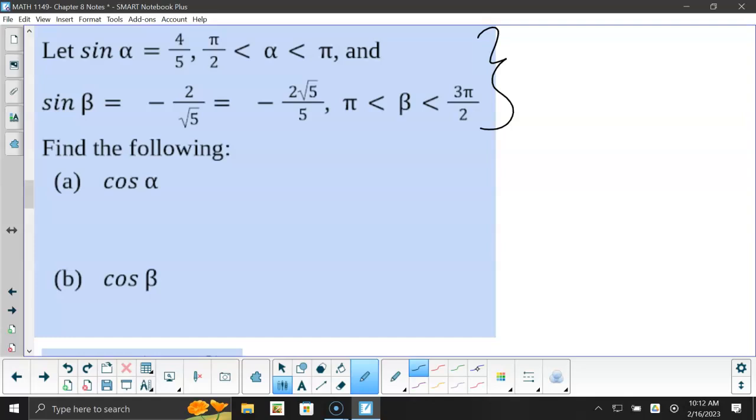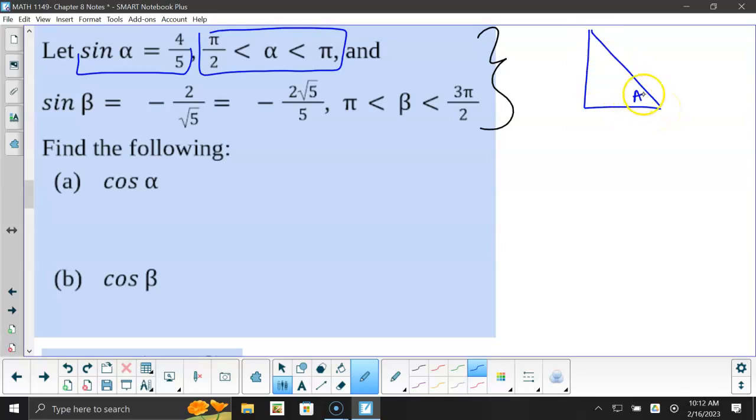All right. So I'm going to do this in parts, and we're going to draw pictures. So I know sine of whatever this angle is 4/5. Now what does this piece tell me? Which restriction? Okay. But what quadrant do I draw it in? 2. So it goes between 90 and 180. So I'm going to draw it like this.